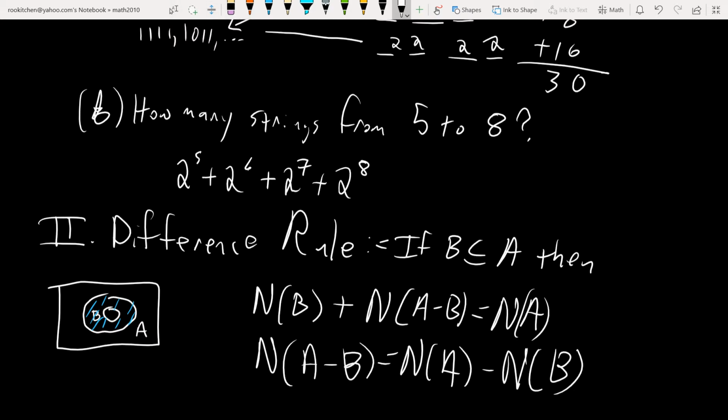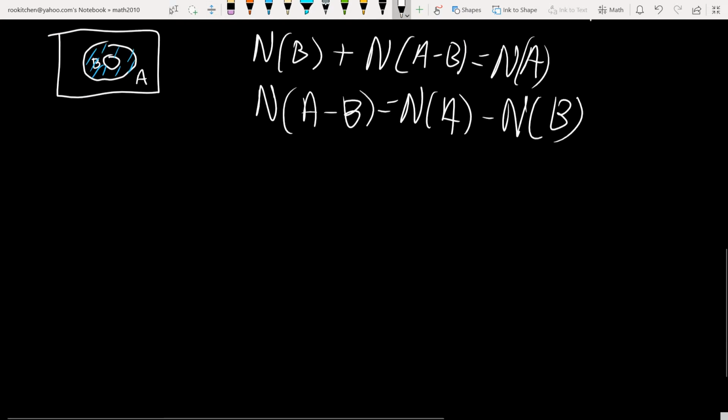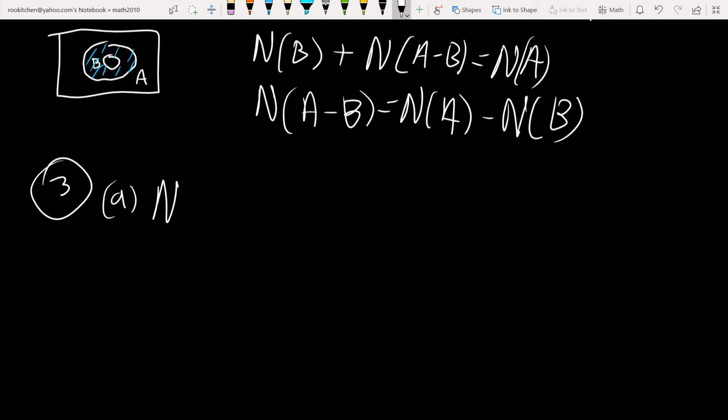So in particular, let's take a look at number 3. We're trying to find the number of integers from 1 to 999 with no repeated digits. Okay, so this is part A. First issue at hand, find the number of integers from 1 to 999 with no repeated digit.